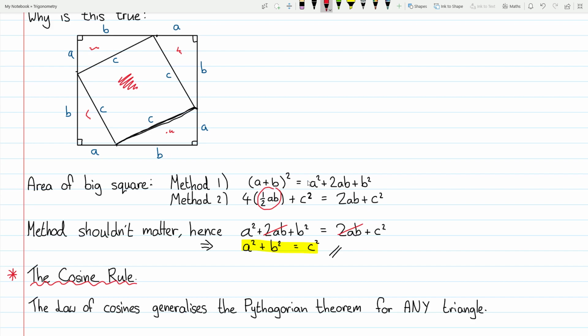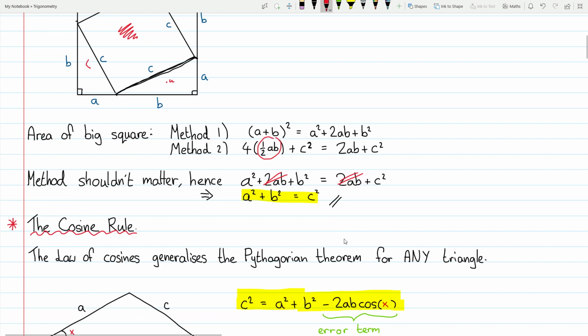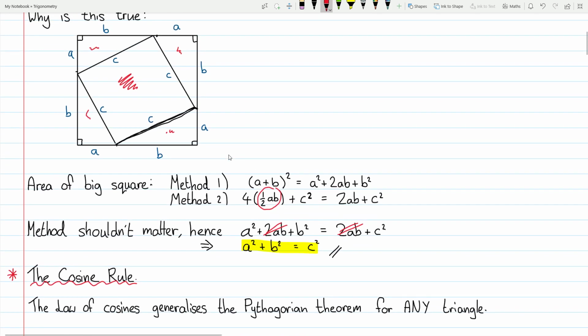But it doesn't matter which method we use, because we're just finding the same quantity. We're finding the area of this big square. So we can set them equal to one another, right? This expression equals this expression. By simplifying the 2ab, because we can just subtract it from both sides, what we end up with is that a squared plus b squared equals c squared. And this is exactly the relationship we're trying to show.